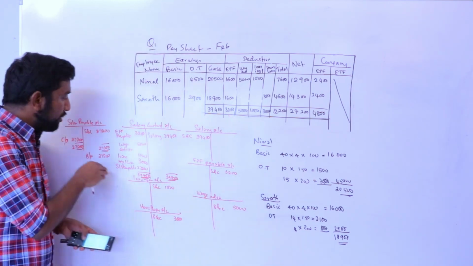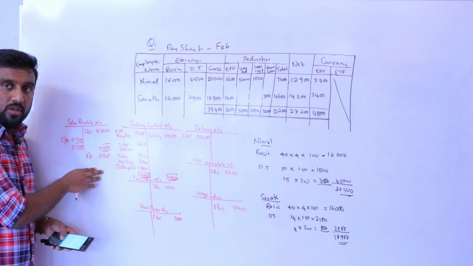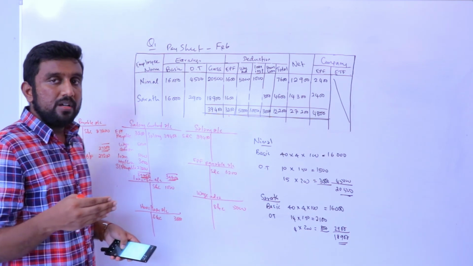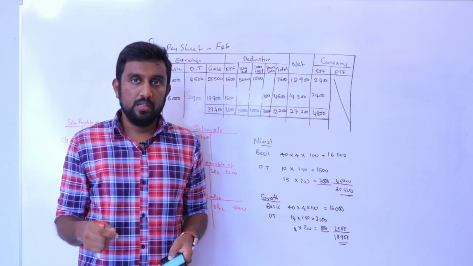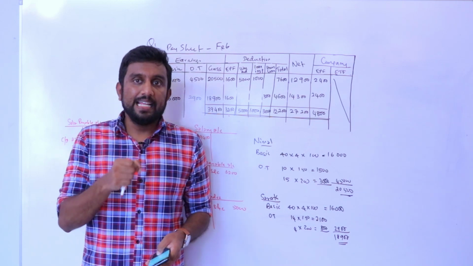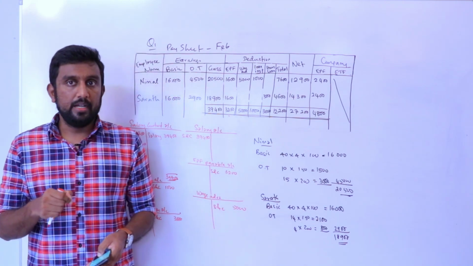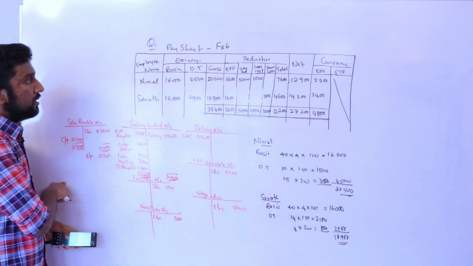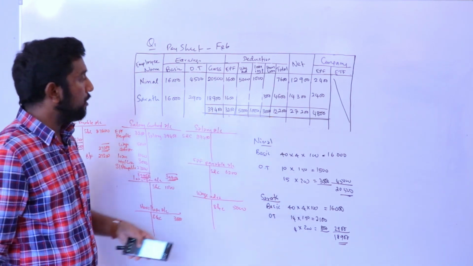Means there should be a balance in the salary payable account. Why? Because last month's salary is not paid yet. So that part is very important. These are the small points we should understand in this specific chapter. Right? Fine.